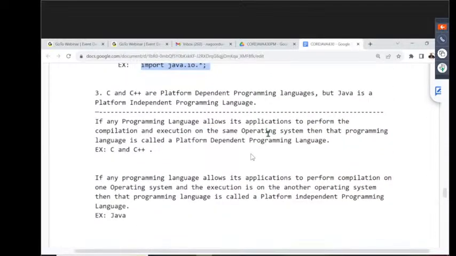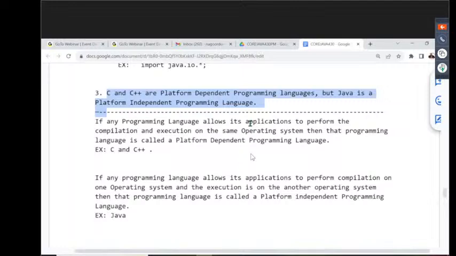After that, yesterday we started with another difference between Java and other programming languages. What is that another difference here? C and C++ are platform dependent programming languages, but Java is a platform independent programming language.